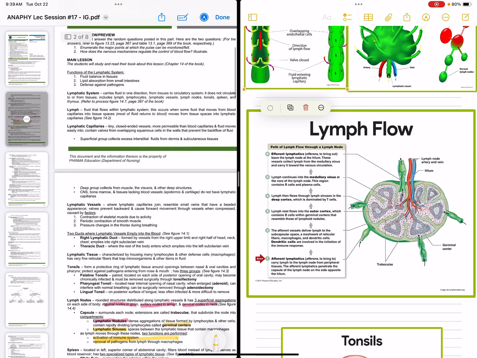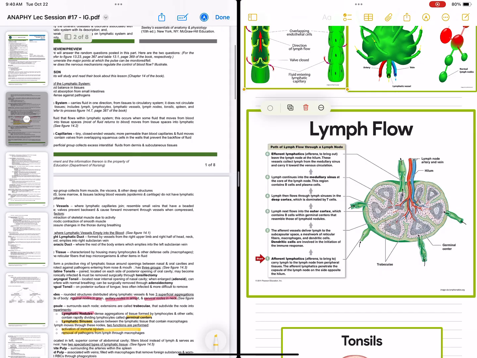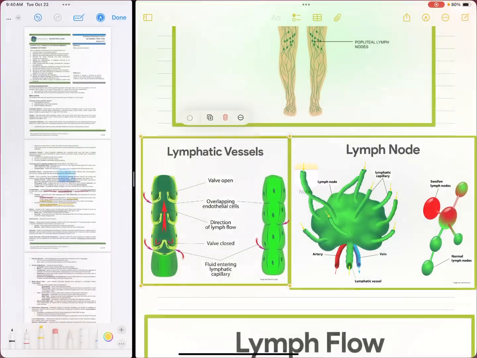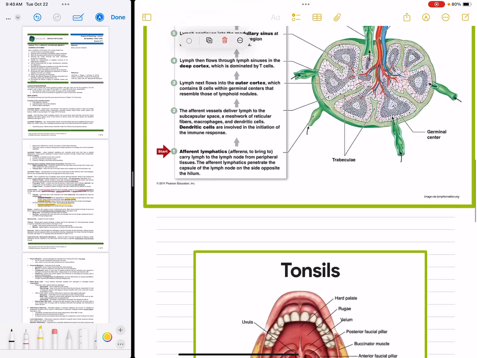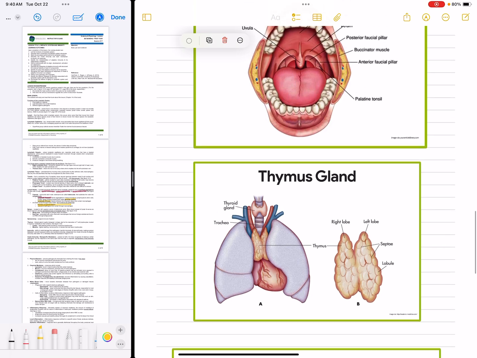So, ang lymphatic tissue naman is characterized by housing many lymphocytes and other defense cells, or ang ginatawag na macrophages, and has very fine reticular fibers that trap microorganisms and other items in fluids. Okay? So, ang other lymphoid organs naton sa lymphatic system are tonsils, thymus gland, and spleen. Okay?